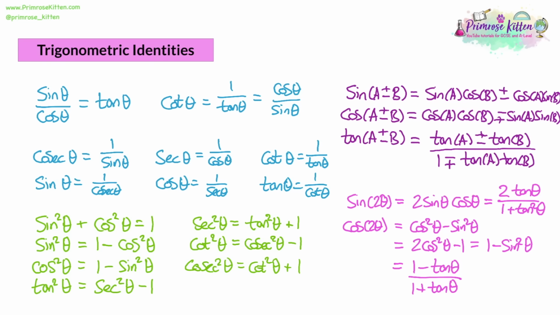There's also one for tan. Let's pop that up at the top. We've got a bit of room. Tan of 2 theta is equal to 2 tan theta divided by 1 minus tan squared theta. So we've got a big list here of different trigonometric identities, some of which you're going to have to be able to use to replace some trigonometric terms with others.